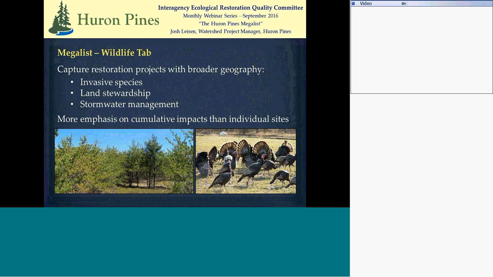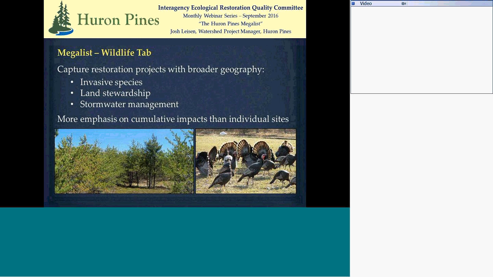Our wildlife projects, on the other hand, are usually different in nature. With wildlife projects, it's not necessarily an individual project that is the priority, but rather these projects are often driven by cumulative goals or more qualitative goals. Therefore, we use different column headings in the wildlife tab of our Megalist.